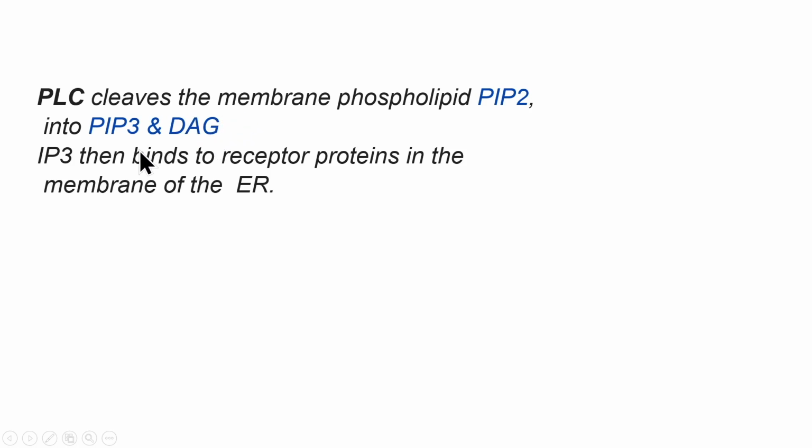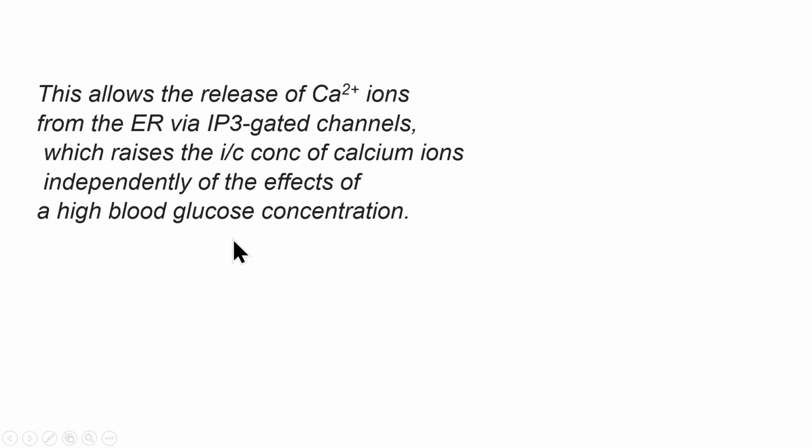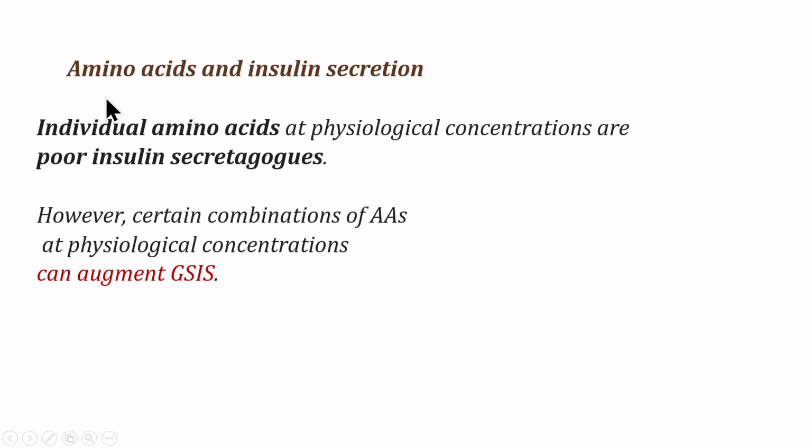diacylglycerol. The IP3 then binds to a receptor protein in the membrane of the endoplasmic reticulum. The binding of the IP3 to the receptors in the endoplasmic reticulum allows the release of calcium, and this raises the intracellular calcium ion concentration, and this effect is independent of the effect of high blood glucose on calcium ion concentration within the beta cell. Another nutrient, which are the amino acids, they can promote insulin secretion.